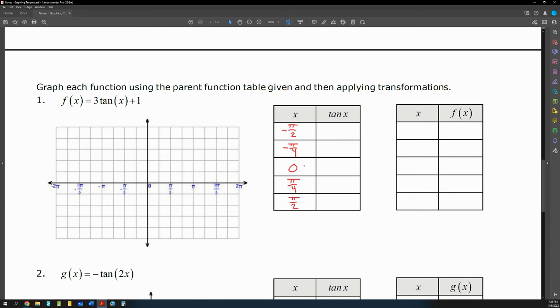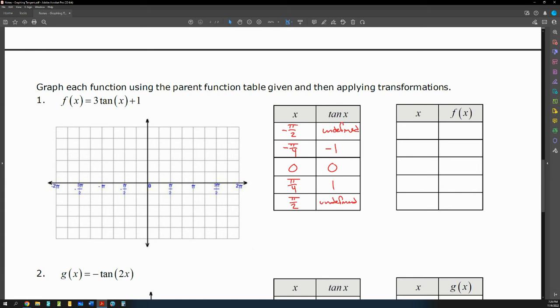Okay, so remember the tangent function, the parent function, is undefined at negative pi halves and at pi halves. At negative pi fourths, the tangent of x is negative 1. We have the origin 0, 0, and we have pi fourths, 1.